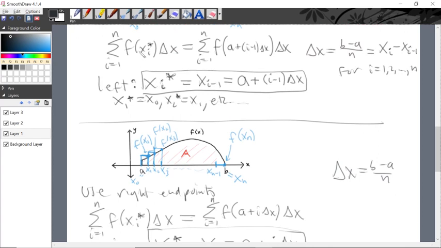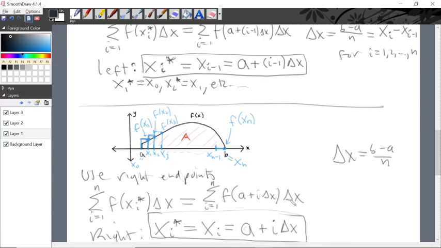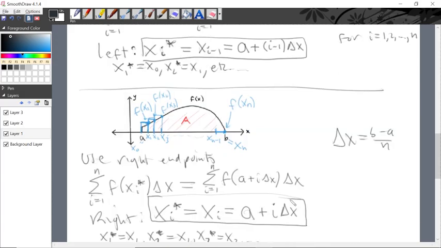So similar, right? These both started out the same. They're Riemann sums. By using left endpoints, the input value was a plus quantity i minus 1 times delta x. But the input with right endpoints was a plus i delta x. And then in each case, we multiplied by the uniform partition width, which is delta x.